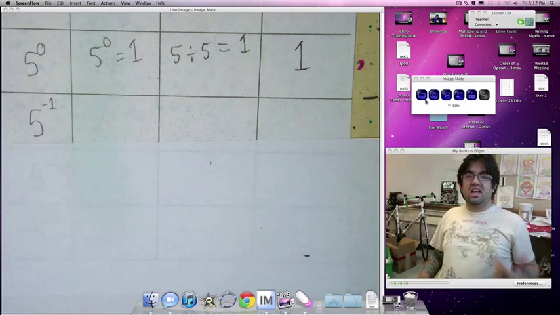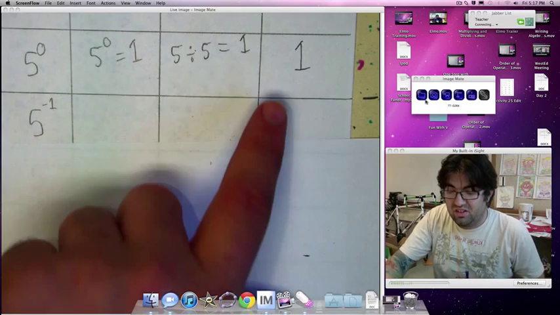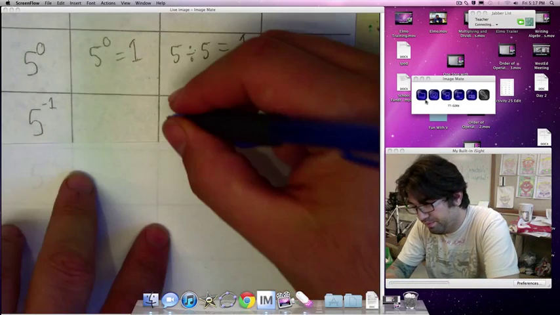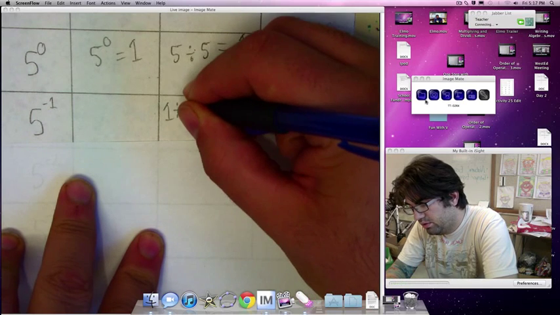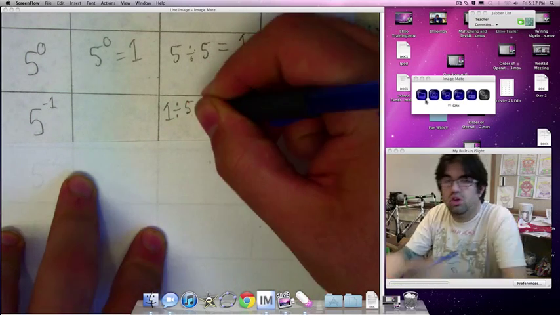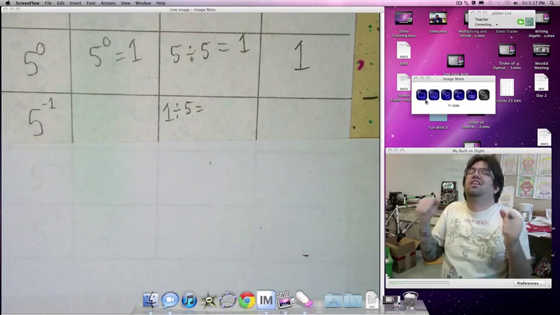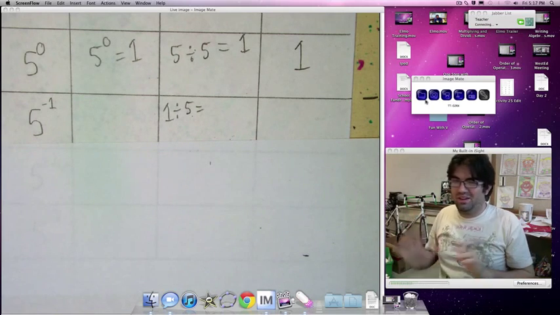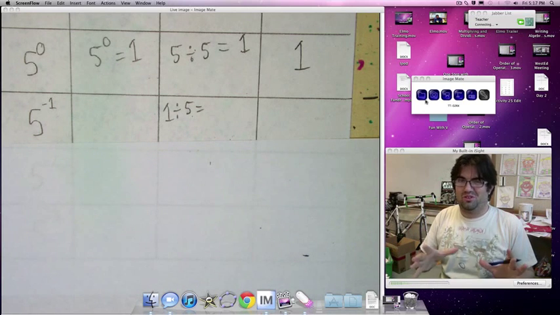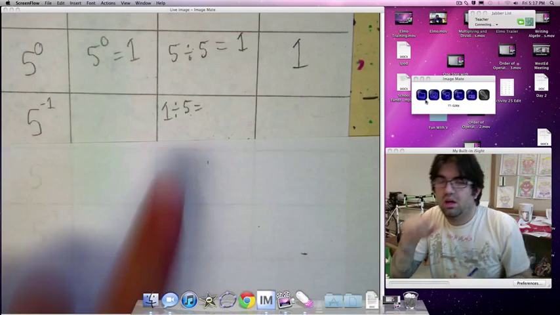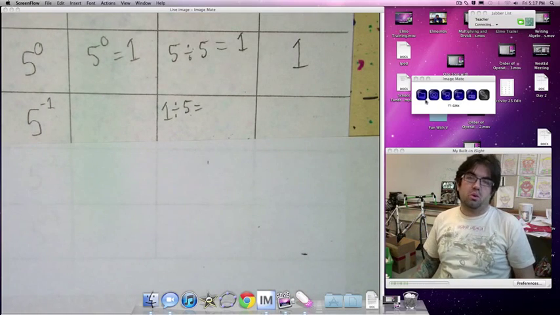What about 5 to the negative 1? I'm going to take this number again. I'm going to take 1, and I'm going to divide it by 5. Please, don't turn it into a decimal. I know it's 0.2. Don't do it, please. Thank you. I want you to divide it as if they were fractions.